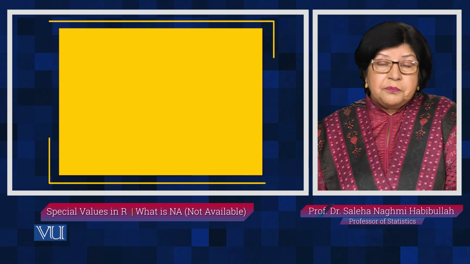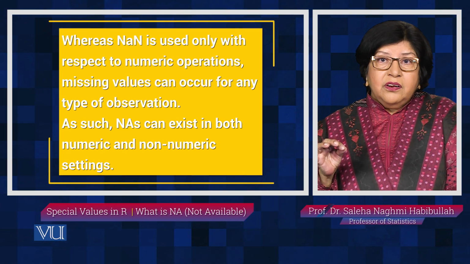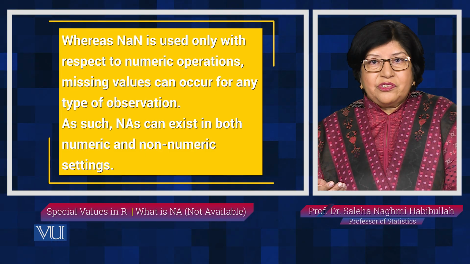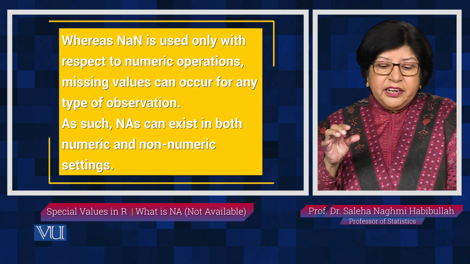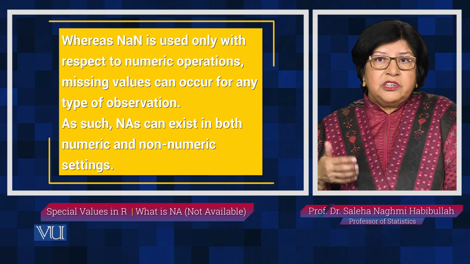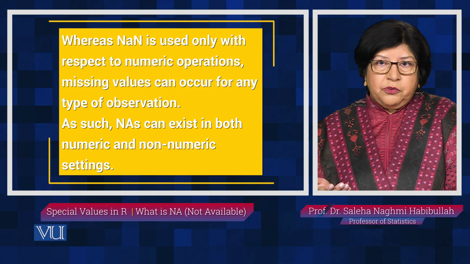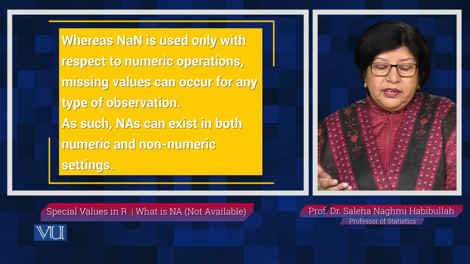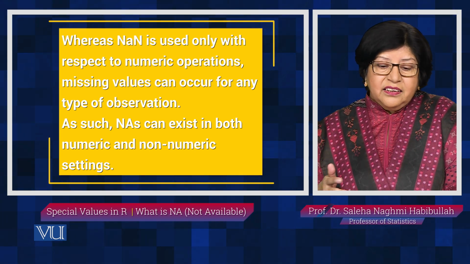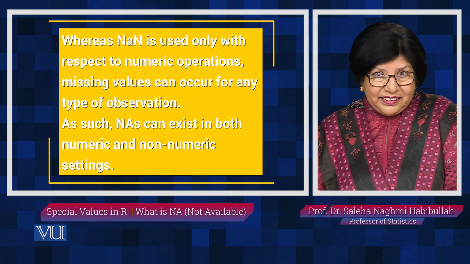Another thing that you should keep in mind is that NaN is used only with respect to numeric operations. All right? It falls within numeric operations. Missing values, on the other hand, can occur for any type of observation. So, we can have NAs for the numeric setting as well as for the non-numeric setting.